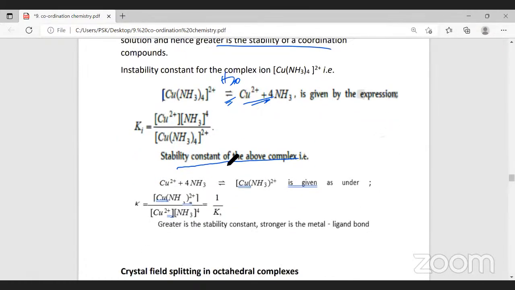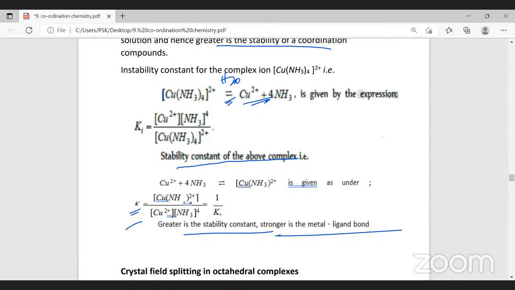If we reverse the reaction, Cu2+ plus 4 ammonia gives you the complex, and then you get K, right hand side on the numerator, left hand side on the denominator. That's called 1 by K. Greater is the stability constant, stronger is the metal ligand bond. So if the K value is larger, then the metal ligand bond is stronger. So this is with respect to the stability of the coordination compounds. Crystal field theory explains the stability of the coordination compounds also.